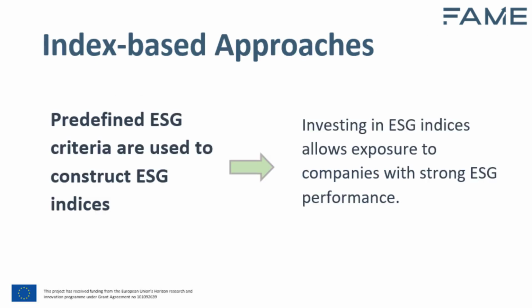Index-based approaches use predefined ESG criteria to construct ESG indices. Companies that meet the specified criteria are included in the index, while others are excluded. For example, the ESG for Good index series includes companies that meet certain environmental, social, and governance criteria. Investing in such indices allows investors to gain exposure to companies with strong ESG performance.